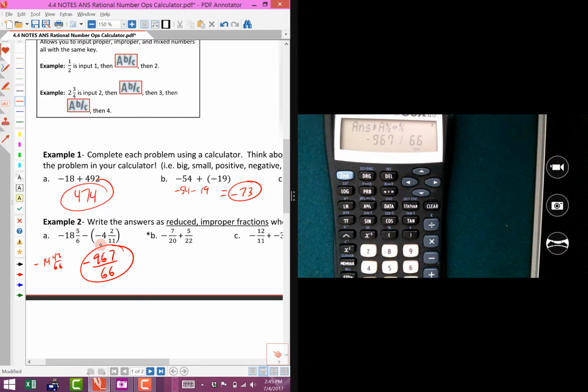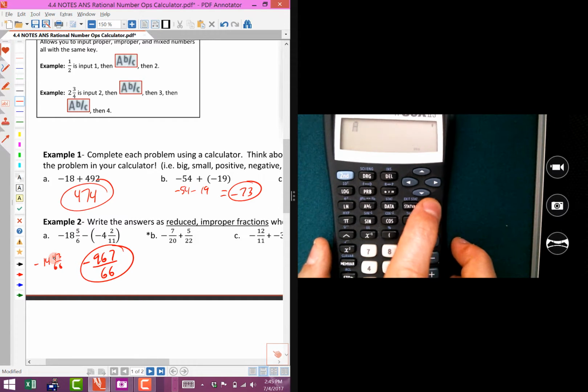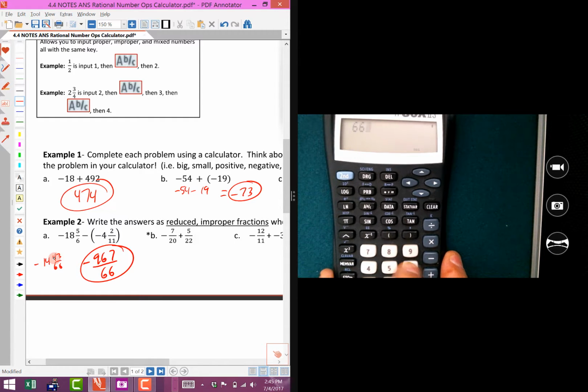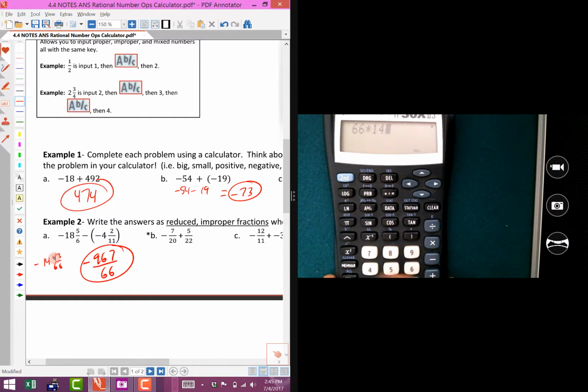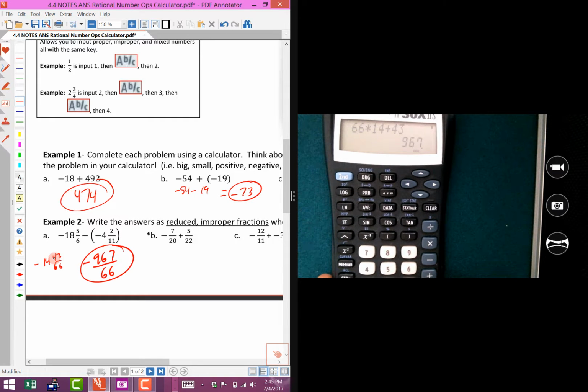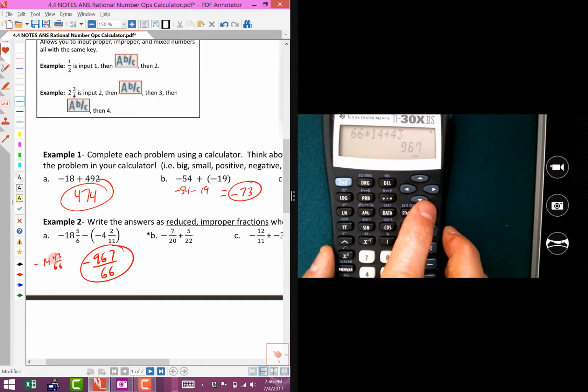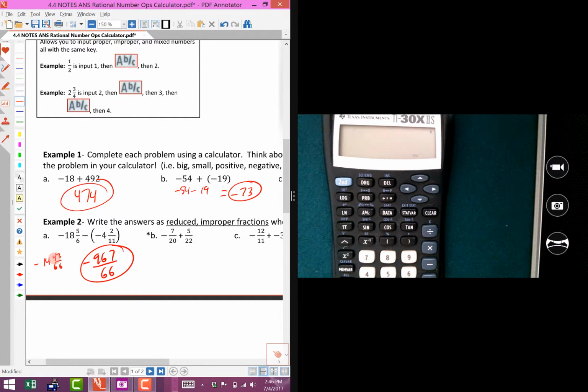Now, just to double check, let's make sure that that gave us the right answer. We do 66 times 14 and then plus 43. So I'm just going to grab that right here. 66 times 14, and then I would add 43. There's our 967, and the denominator would be 66, so we're in good shape there. Okay, I'm going to clear that off.